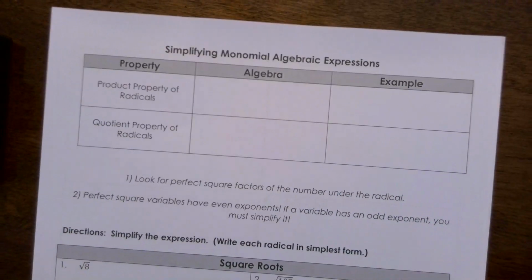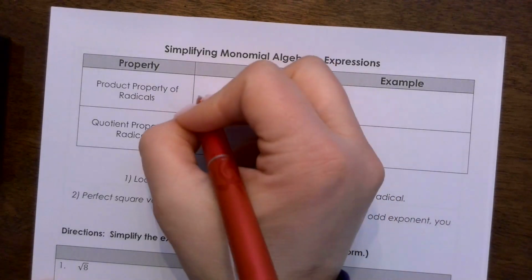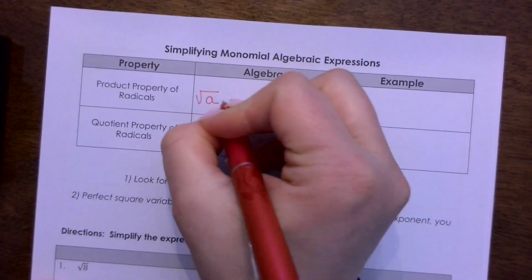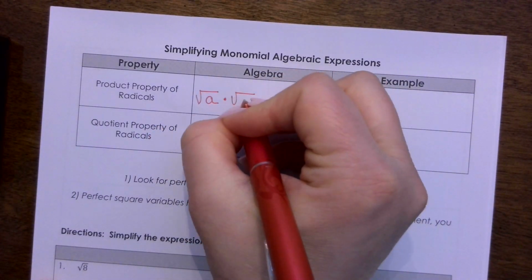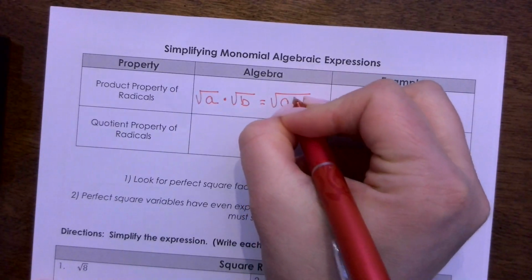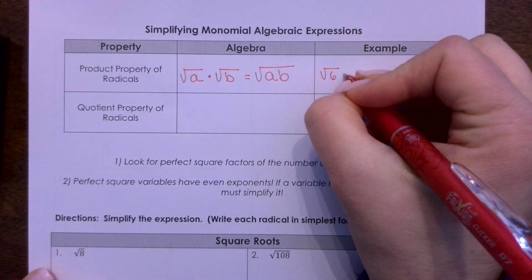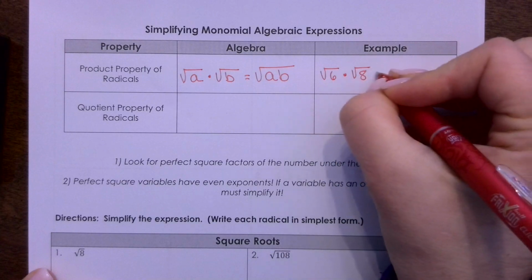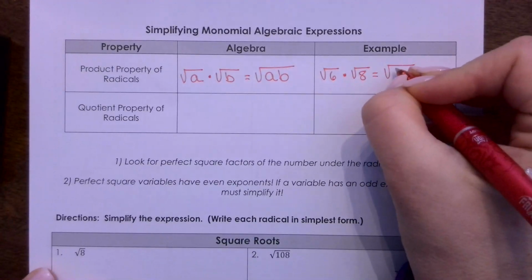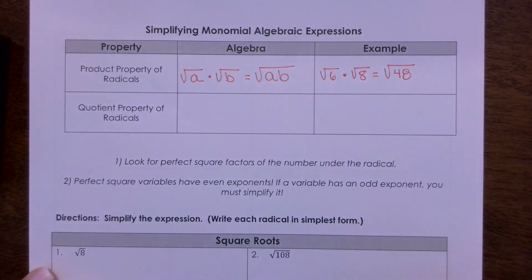So first is the product property of radicals. If I take the square root of a and I multiply it by the square root of b, that is equivalent to the square root of ab. What does that look like with a number? If I have the square root of 6 times the square root of 8, that will actually equal the square root of 6 times 8, which is 48.